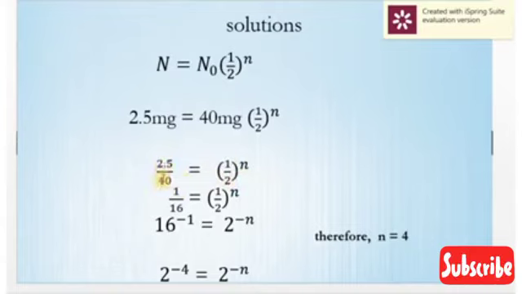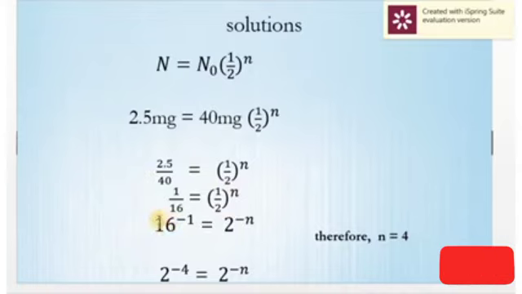So when we reduce this, 2.5 divided by 40 is 1 over 16, which is equal to 1 over 2 to the power n. At this level, we can use the idea of indices, or we can go the logarithm way. Using indices, we express 1 over 16 as 16 to the power negative 1. I think this is mathematics from grade 10. Again, this half is expressed as 2 to the power negative n because it's no longer a fraction.